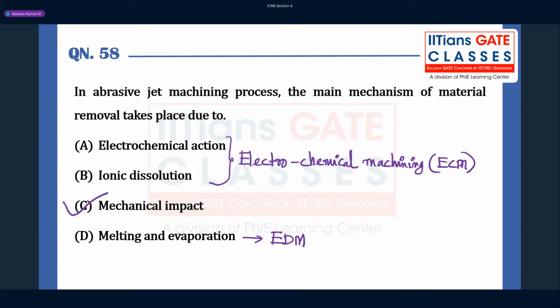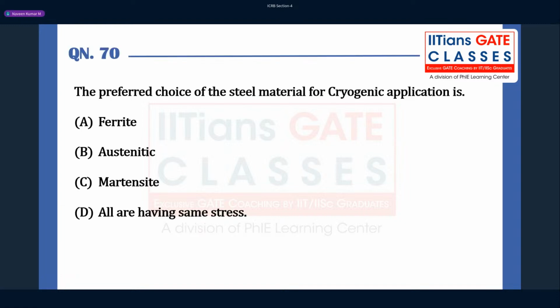Simple. And what is the use of this? See here, in A, B, and D, you need electricity, in the sense that your material and tool should conduct electricity. But in abrasive jet machining, there is no need for the material to conduct electricity, like ceramics and all. So for machining materials like ceramics, you'll use this. Okay, very good. Next, 70.